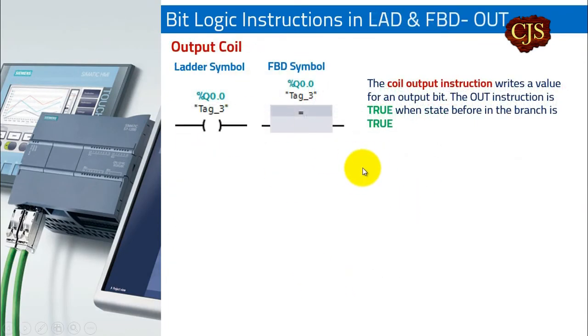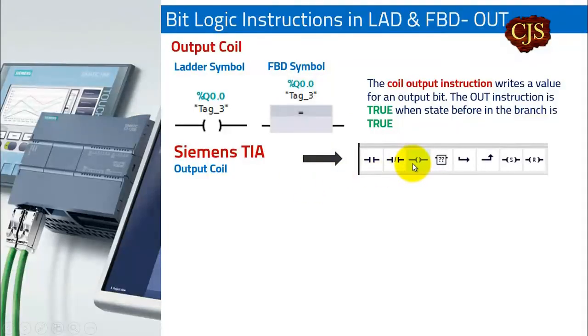Before coming to examples, we have to understand an out coil, because this will complete our ladder logic. So we have this out coil in ladder logic, symbolized by this symbol. You have these two lines here which symbolize an out contact, and in FBD you have an equals sign. The equals sign means whatever logic you have on the left will be given to the right. This is mentioned here in the software.